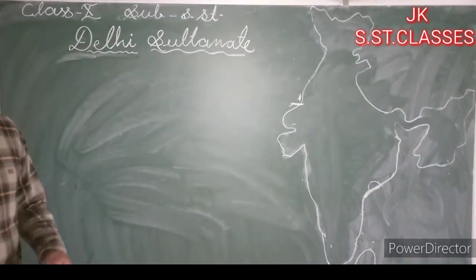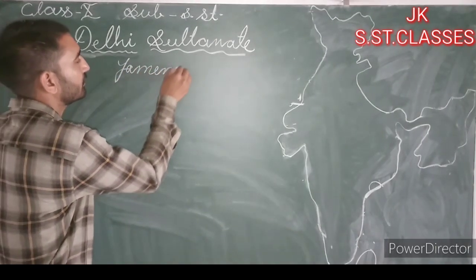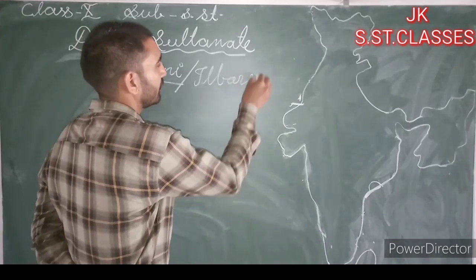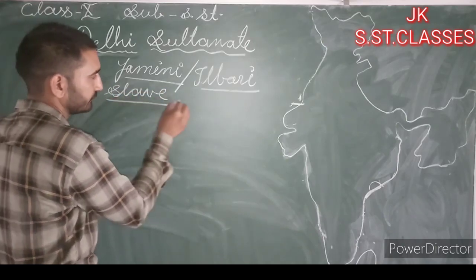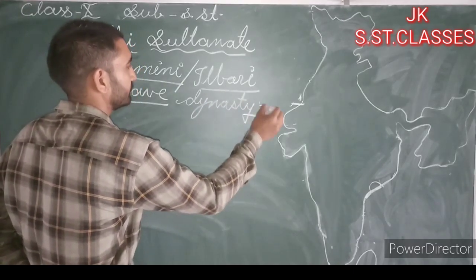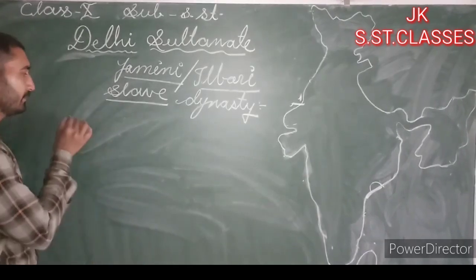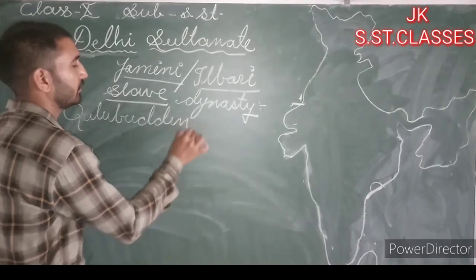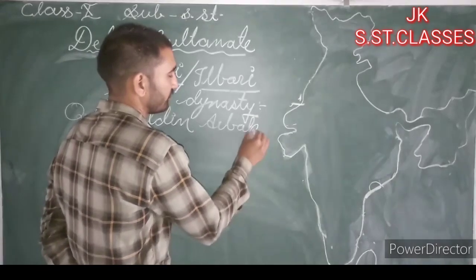Okay, Yamini, Ilbari, or slave dynasty. So guys, the Yamini, Ilbari, and slave dynasty was started by Qutbuddin Aibak.